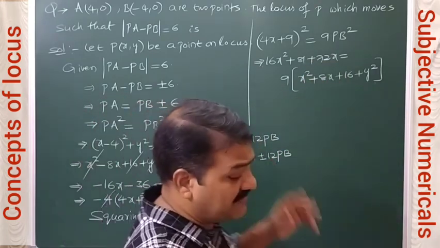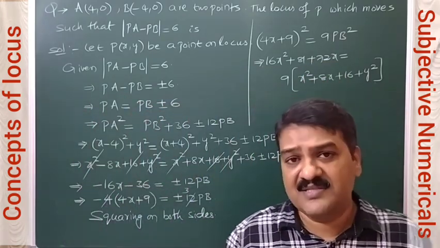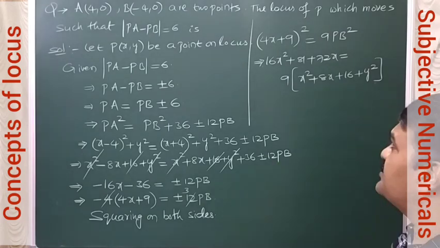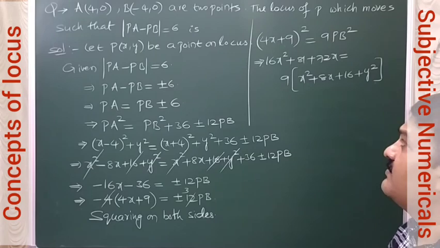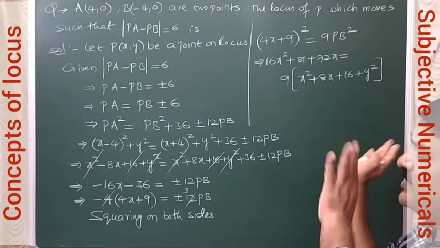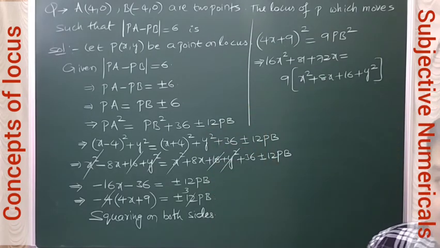That's it. Just simplify, that is, take all terms to one side. That will be the equation of locus of a point P(x, y). When you simplify, means when you shift all terms to the left side, you will get the required equation of locus. Okay, so we'll conclude here.